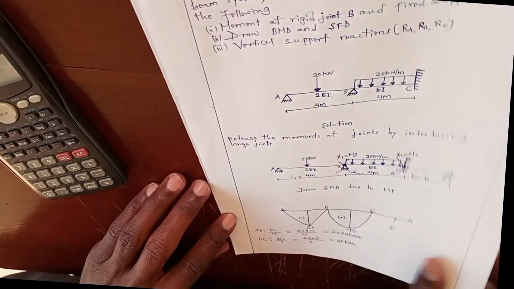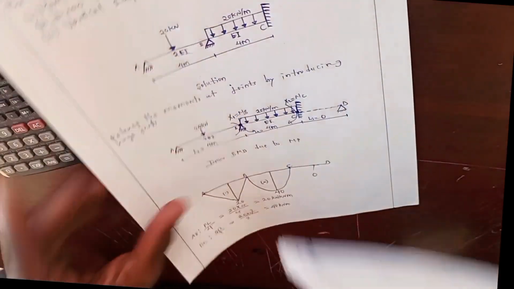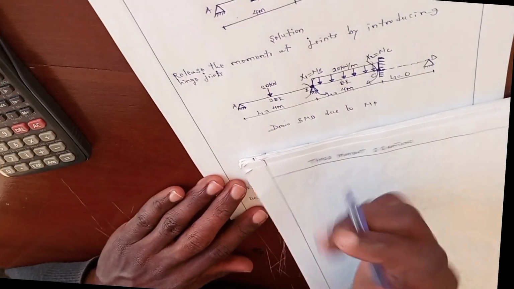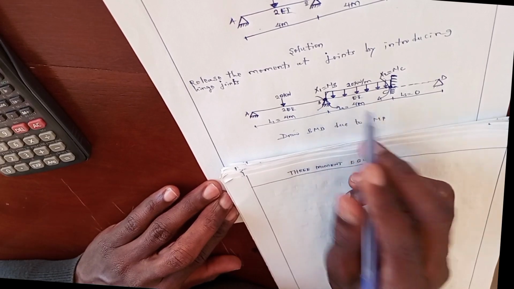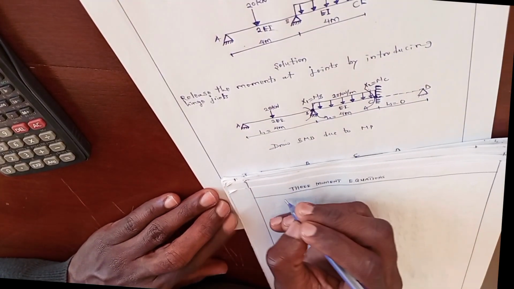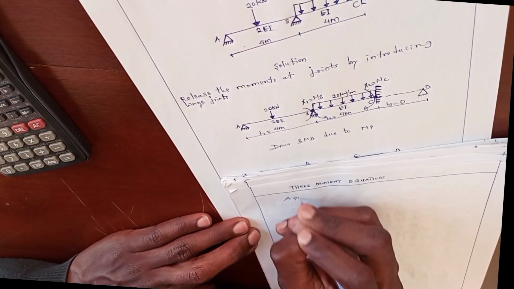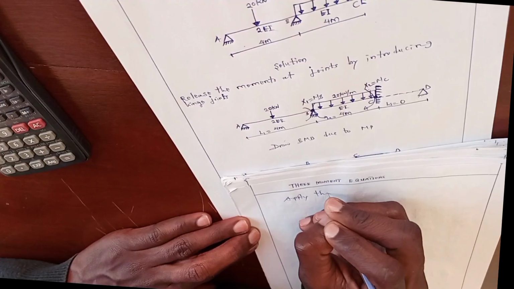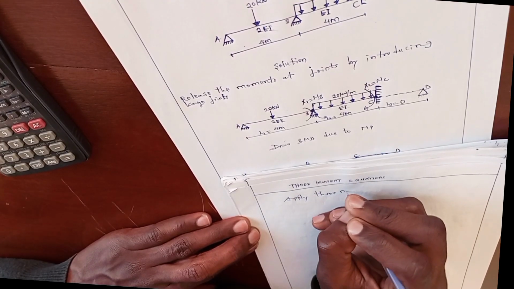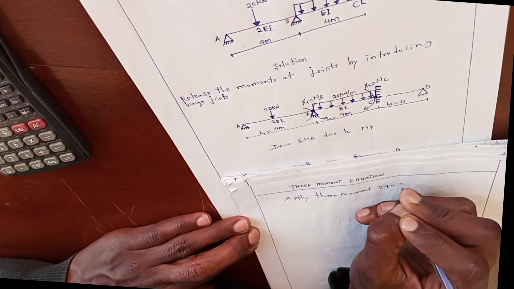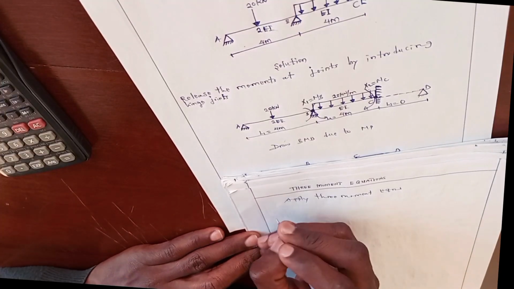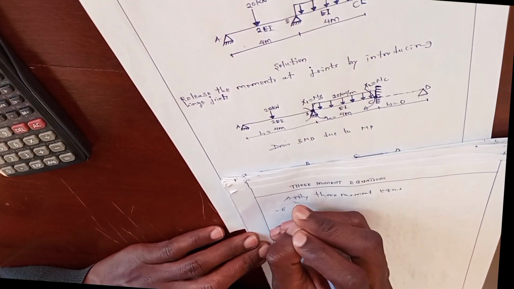After obtaining this maximum bending moment, the next step is to apply the three-moment equation to determine these unknown moments x1 and x2. Now apply the three-moment equation. For two unknowns, it is given by this formula.